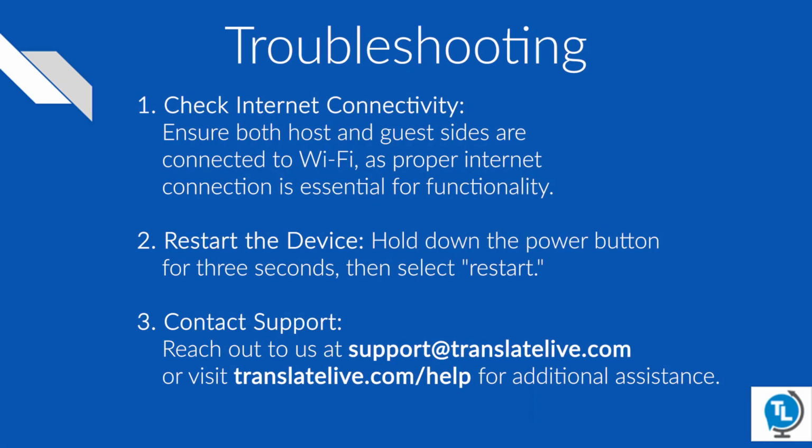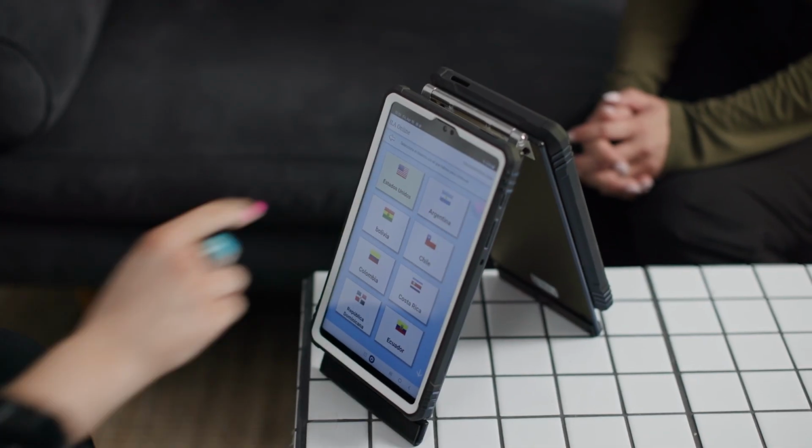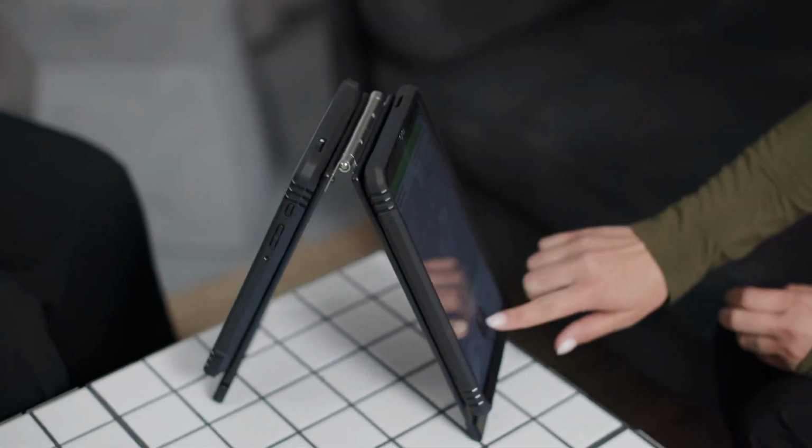If your ILA experiences difficulties, try these steps in order. 1. Check internet connectivity. Ensure both host and guest sides are connected to Wi-Fi, as proper internet connection is essential for functionality. 2. Restart the device. Hold down the power button for 3 seconds, then select Restart. 3. Contact support. If issues persist, reach out to us at support@translatelive.com or visit translatelive.com/help for additional assistance.